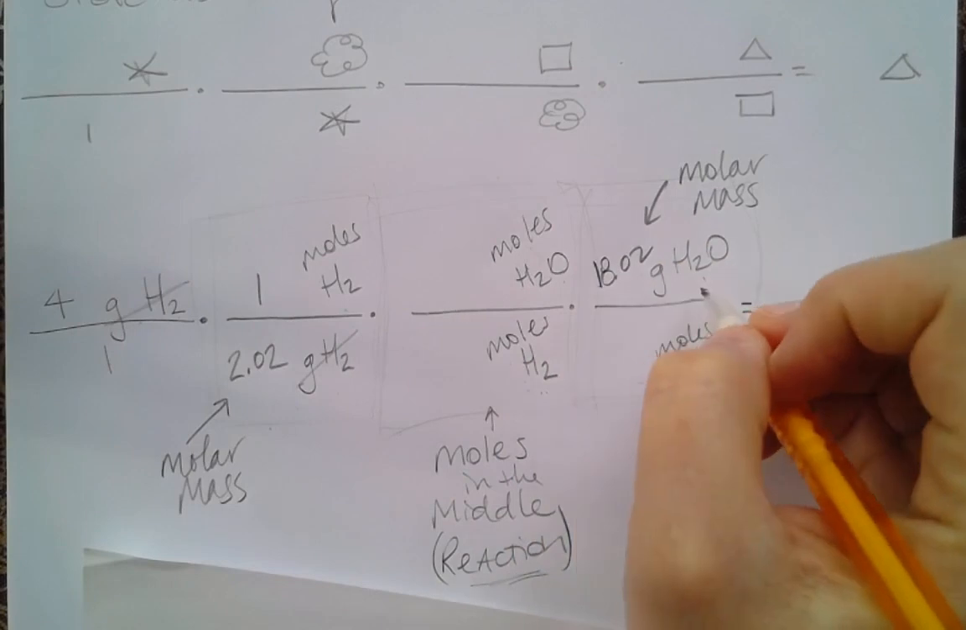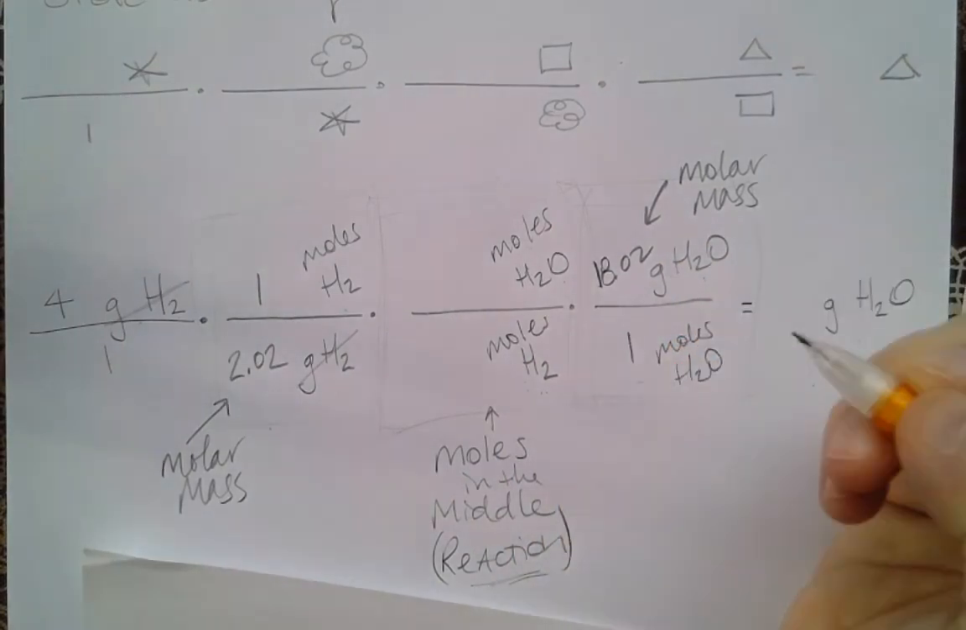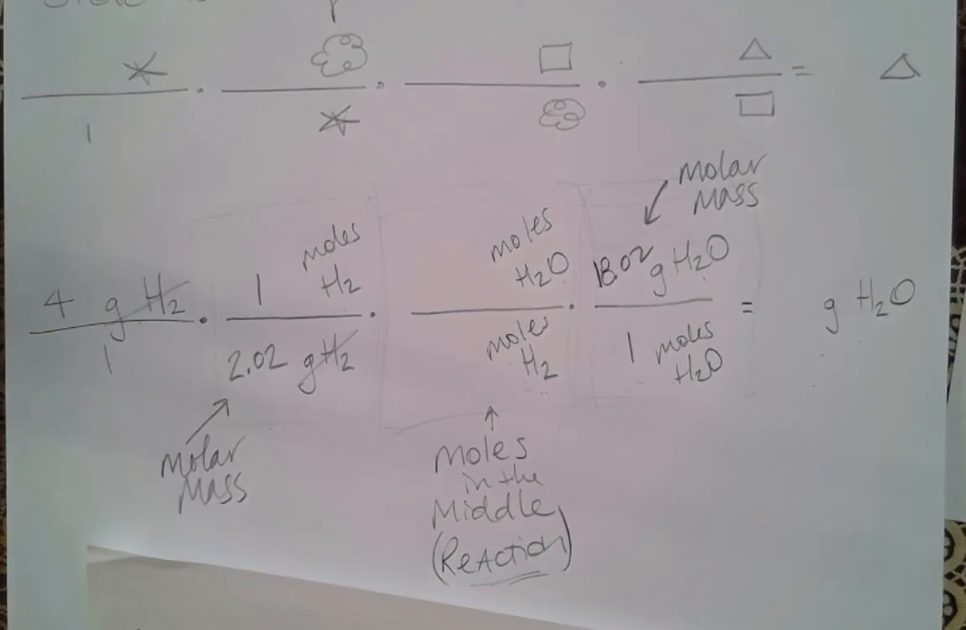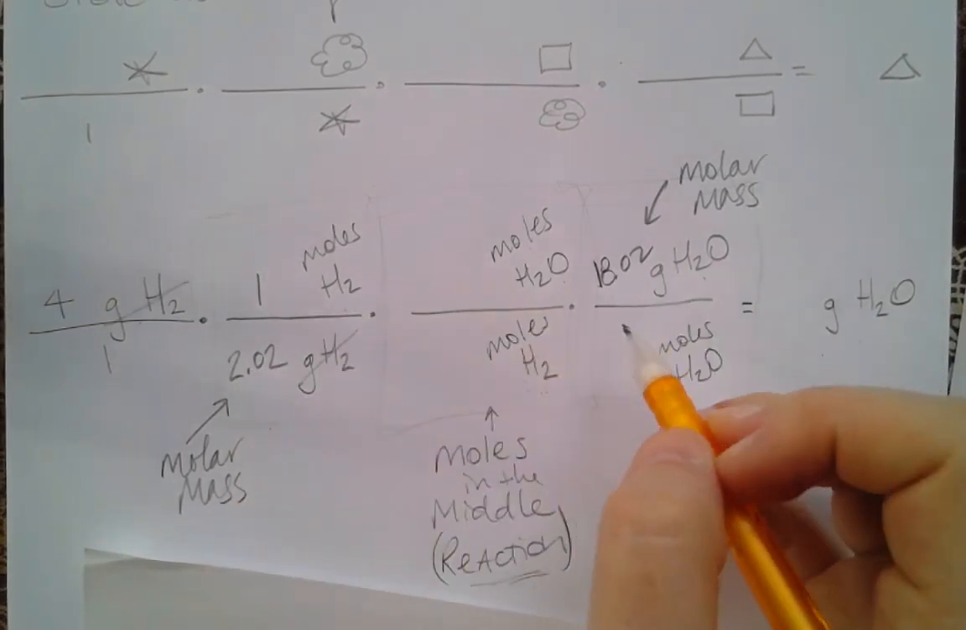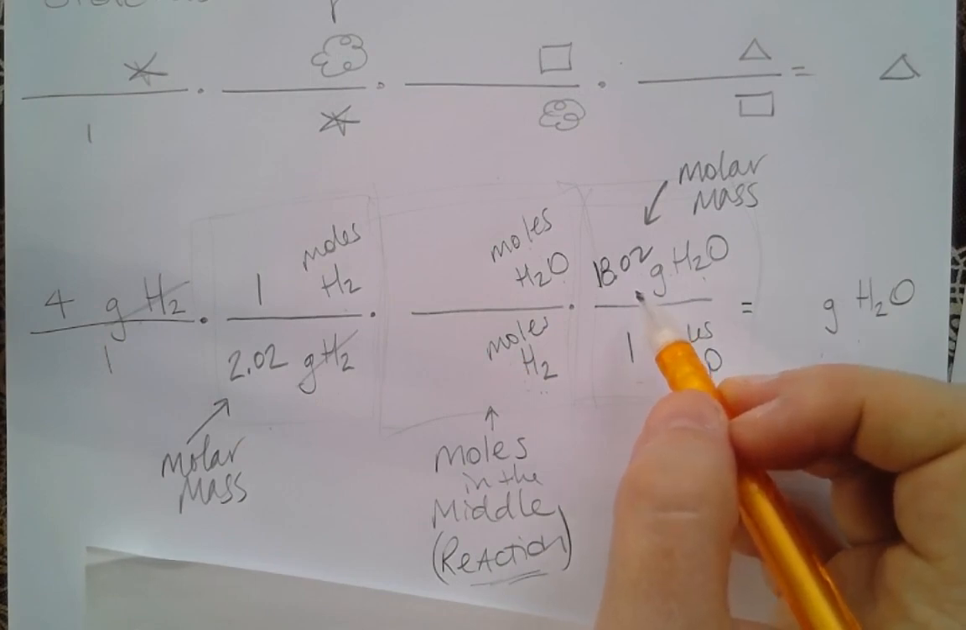That's your molar mass of water. It's that many grams in 1 mole of water. I didn't write that out. What I just did was 2.02 plus 16.00, 18.02.